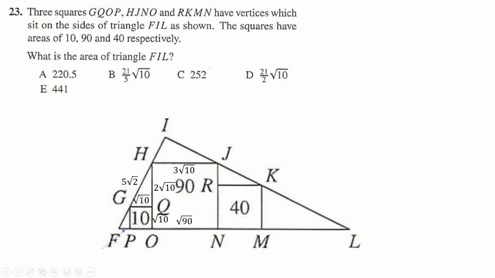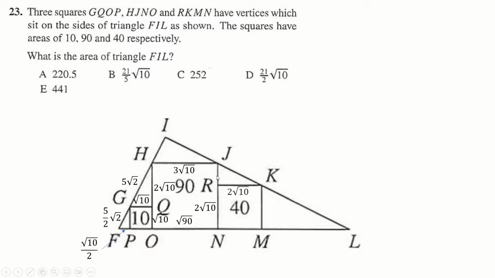These two triangles are clearly similar because corresponding angles, here and here, are both 90 degrees. So this is root 10, which means this little triangle is half of this one. So this little length here is root 10 over 2, and this hypotenuse here is 5 over 2 root 2. Okay, good. Now going over here, this is clearly 2 root 10 because it's root 40.